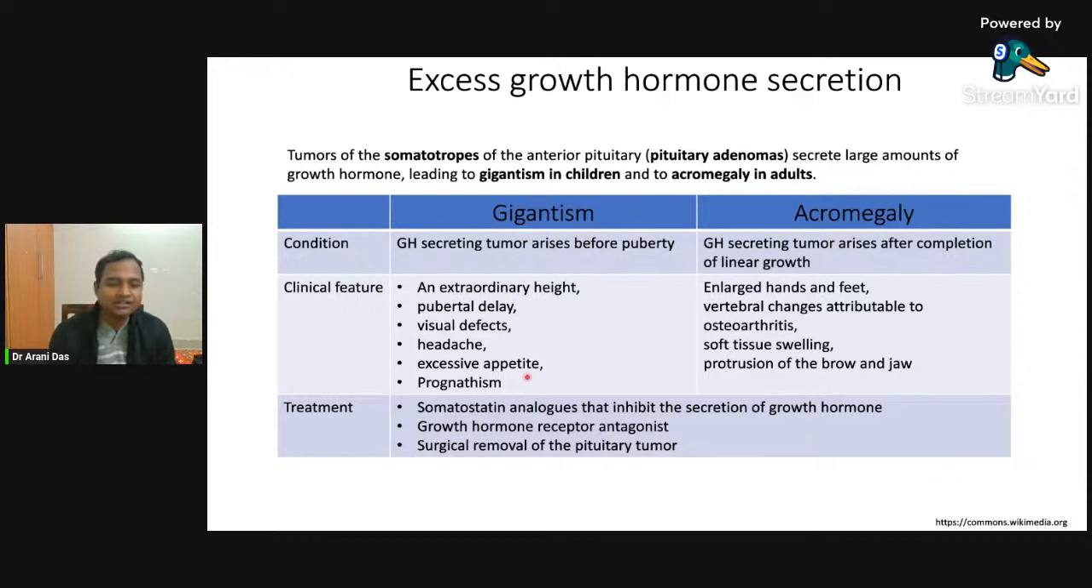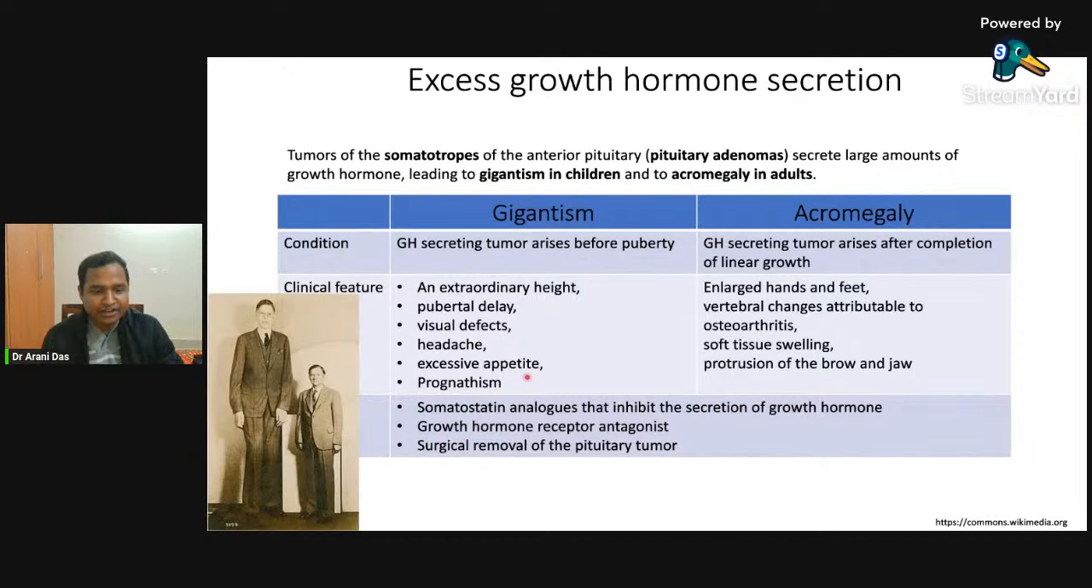Now, another treatment option is growth hormone receptor antagonist drugs, and definitely surgical removal of the pituitary tumor. So excessive growth hormone secretion leads to these two important scenarios. One is gigantism. Here we can see a normal person and a gigantic person, whose height is so increased, almost double. But the subject definitely has other problems such as visual defect, headache, and prognathism, where the lower jaw bone is excessively enlarged.